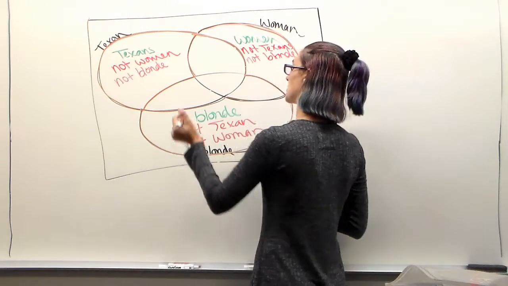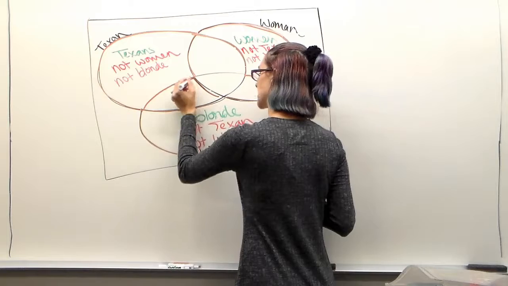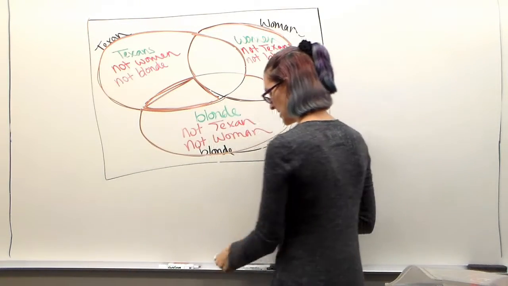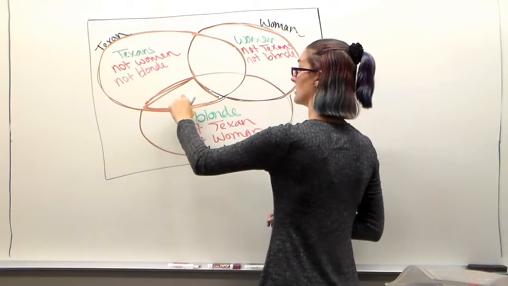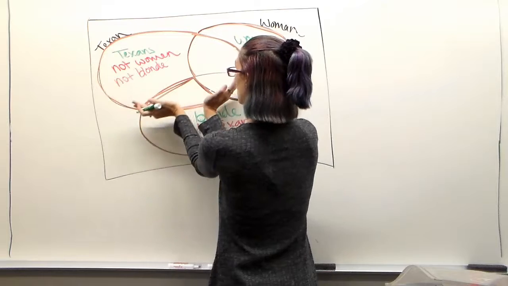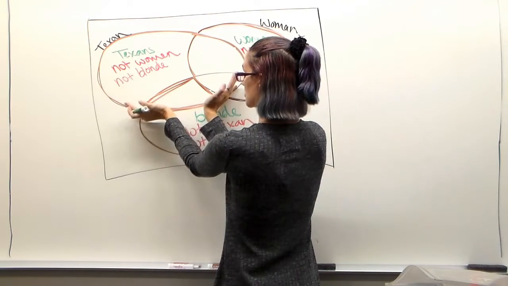The next section we're going to talk about, I'm going to do this intersection right here. So in this intersection, are they in the Texas circle? The Texas circle is all right here. So yeah, that's inside your Texas circle.